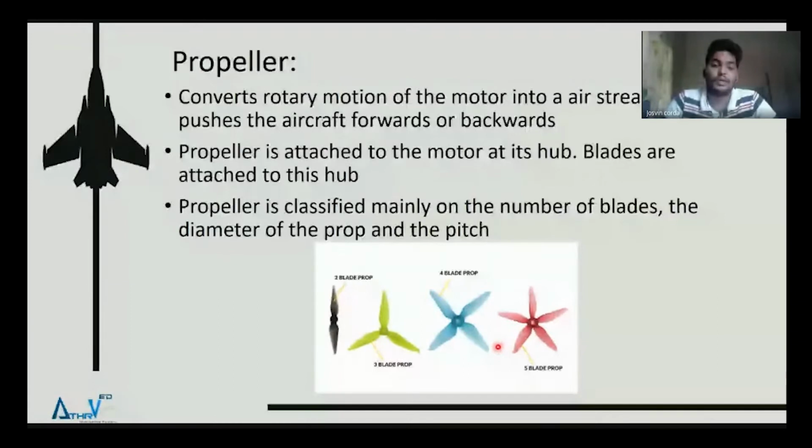And also the diameter of the prop. If you consider an end point of a prop and rotate the prop, it creates a circle, and that signifies the diameter of the prop. And the pitch of the prop is, if you rotate the prop by one revolution, the distance by which it travels for that one revolution is known as the pitch of the prop.